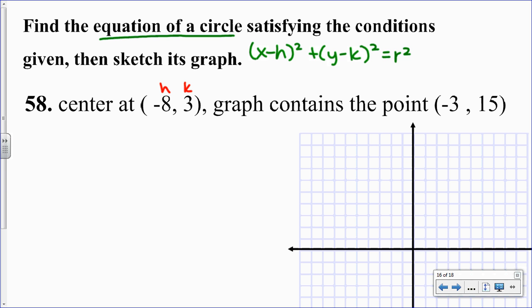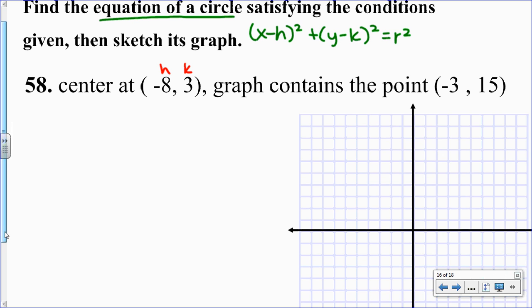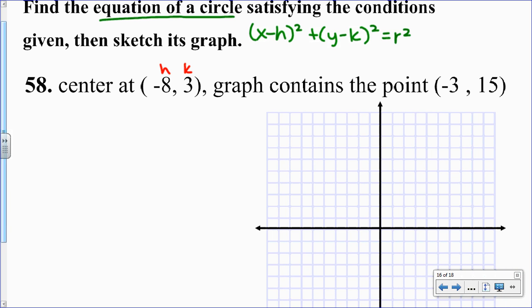So let me go ahead and sketch what I have. And since I have to put a 15 there, I'm going to set my scale to go by 2s. So my center is negative 8, 3. So 2, 4, 6, 8, and then 3 would be here. So there's the center.